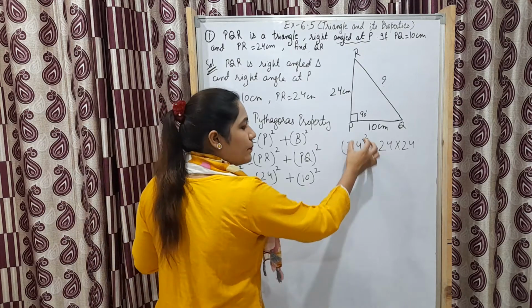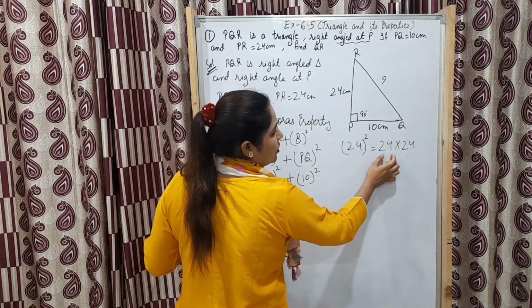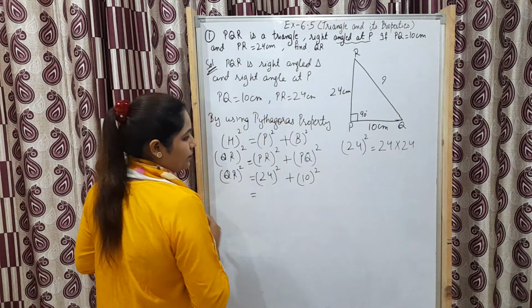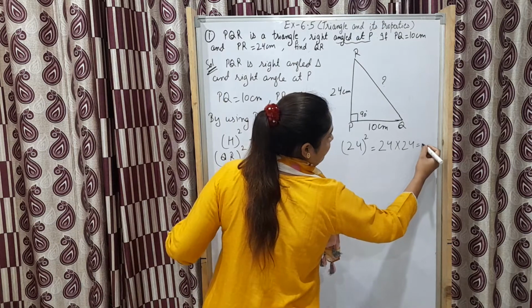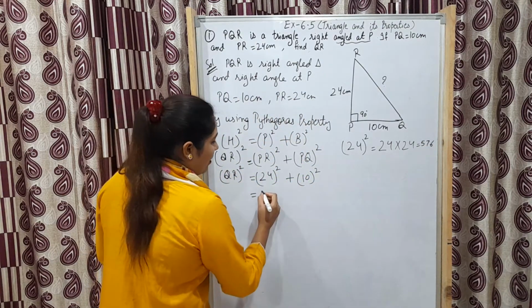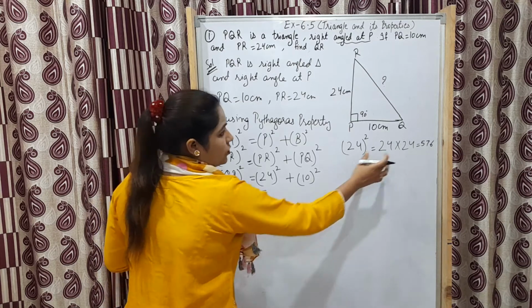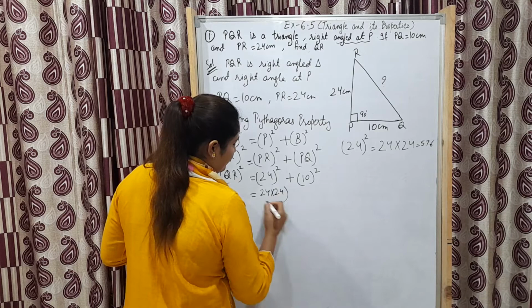Now we will do simply here, we will deal with square only. 24 square, 24 multiply 24. Now what is 24 into 24? That is 576. When you multiply, you will get 576. You can write here also 24 into 24.